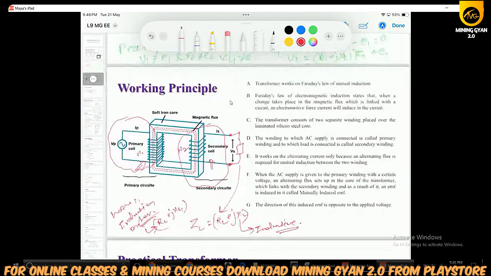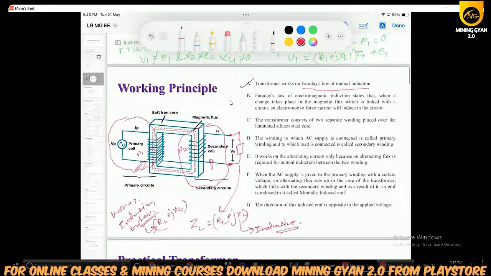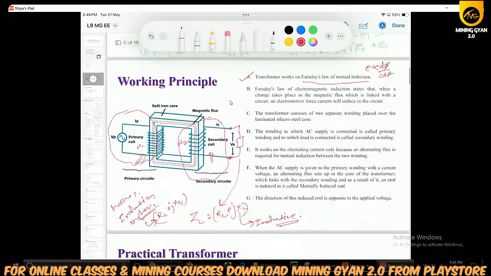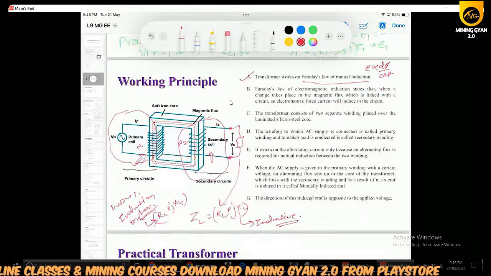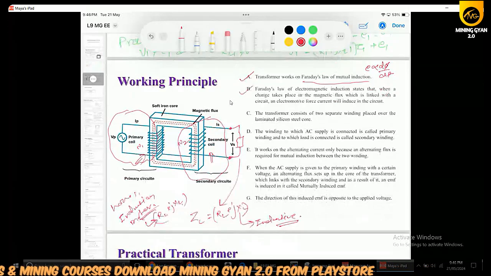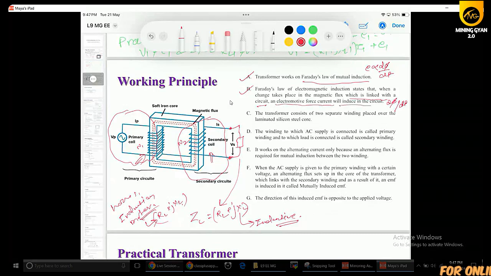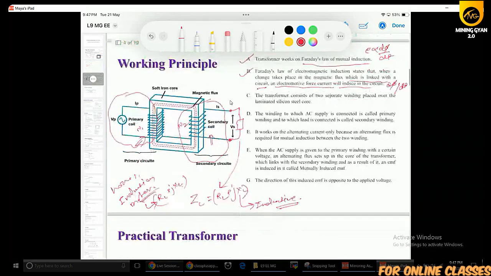So how does a transformer work? A transformer works on Faraday's law of mutual induction, which means E is directly proportional to d phi by dt. Induced EMF will be there across the primary and secondary winding. Faraday's law of electromagnetic induction states that when a change takes place in the magnetic flux, obviously d phi by dt is there, meaning phi is varying with respect to time, which is linked with a circuit, either primary or secondary, then an electromotive force will be induced in the circuit, that we already understood.